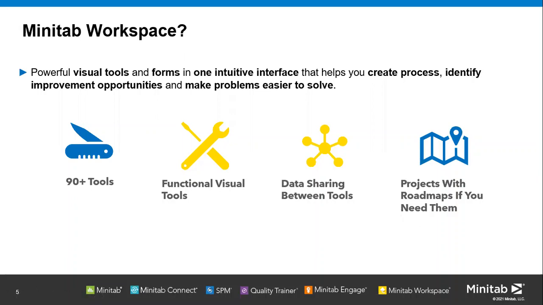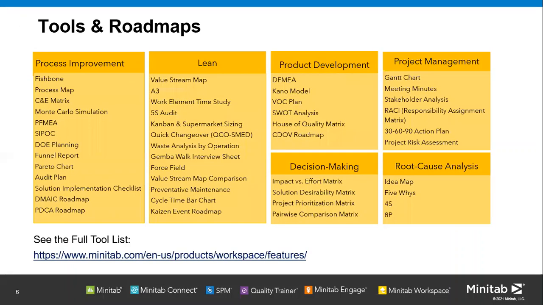So this is an example of the tools and the roadmaps available in Minitab Workspace. I think most of us use the process map more. After this, we will look at this. So if, let's say, you want to see this, maybe you can click on this link to see all the lists available in Minitab Workspace.